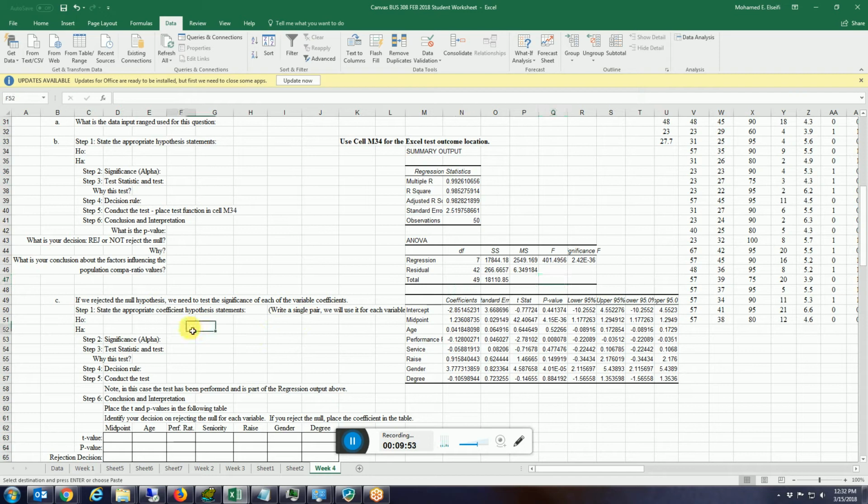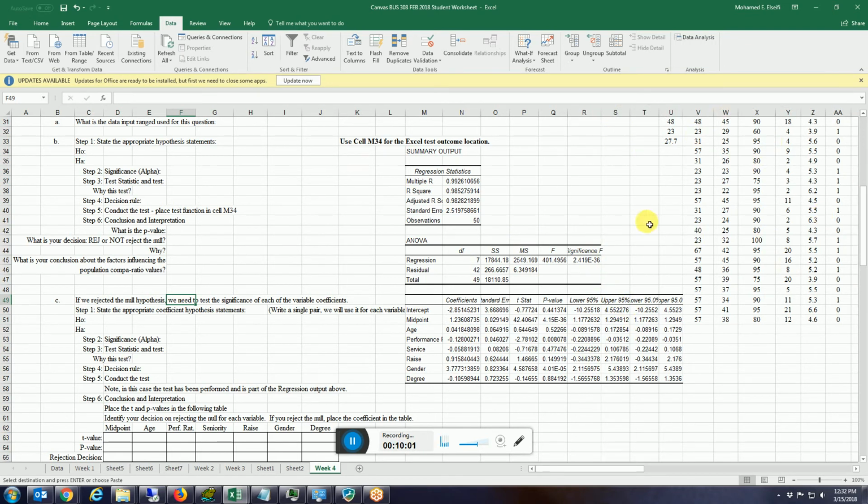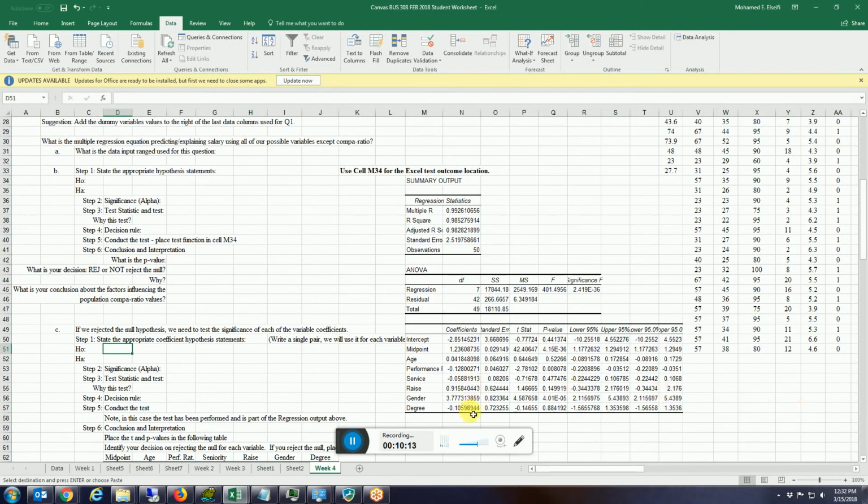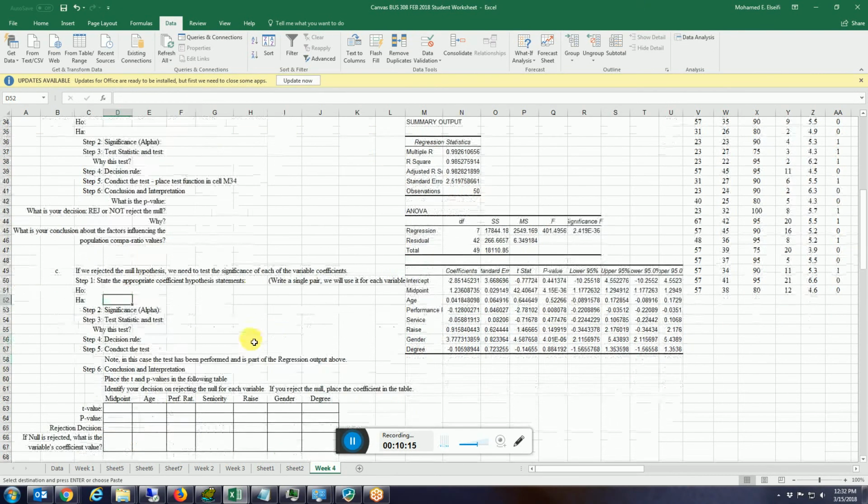The first question we need to ask is to test the significance of the model. Is this model in general significant? Do these variables combined help in predicting salary, or is the model insignificant? So the null hypothesis here is that the regression equation is insignificant, and the alternative is that actually it is significant, and we're going to test it at 0.05.